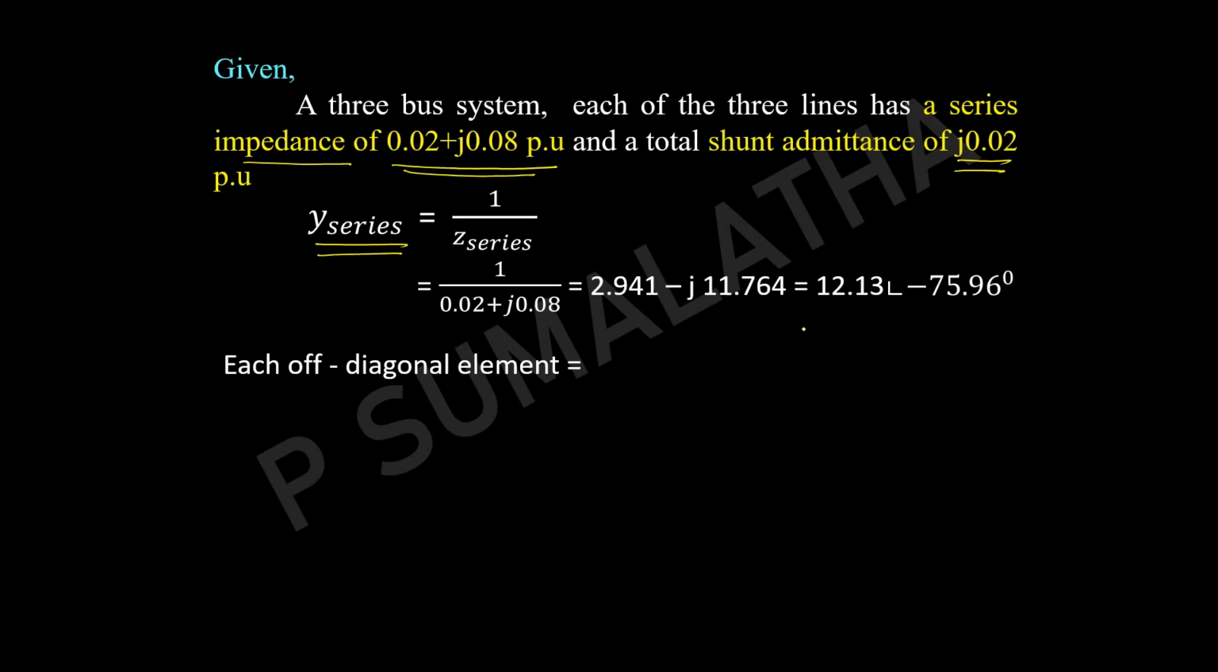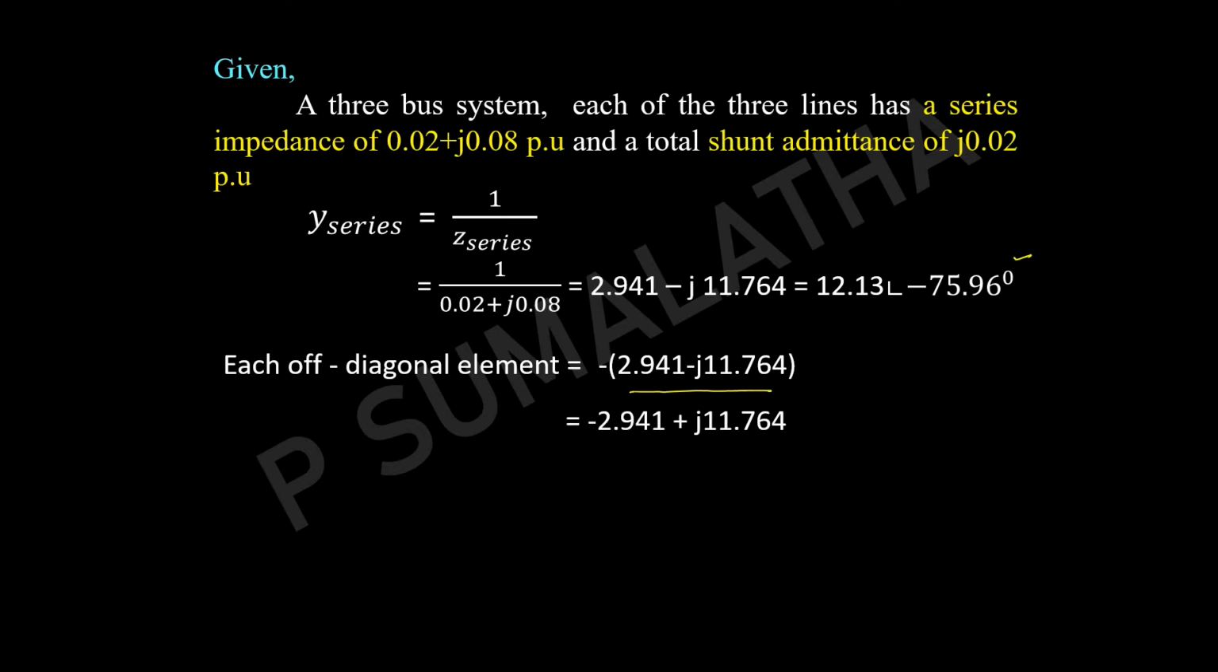So then the negative value of the Y series will be represented by off diagonal element of the Y bus matrix. So let us write minus of, if you convert this value into the rectangular form, you will get 2.941 minus J11.764. So if you multiply with the negative sign, you will have minus 2.941 plus J11.764. If you represent this in polar form, it will be 12.13 at an angle 104.03 degrees.